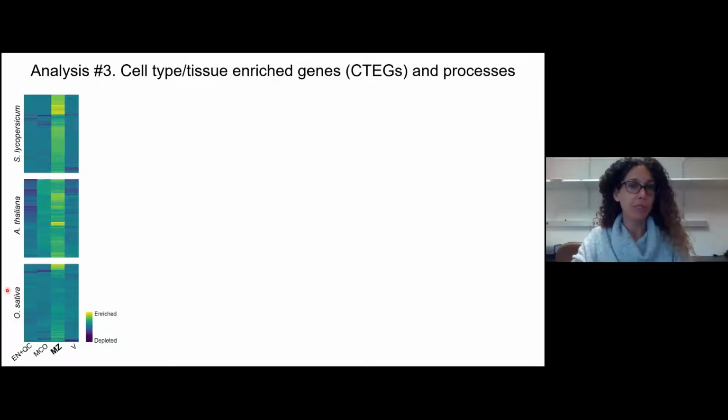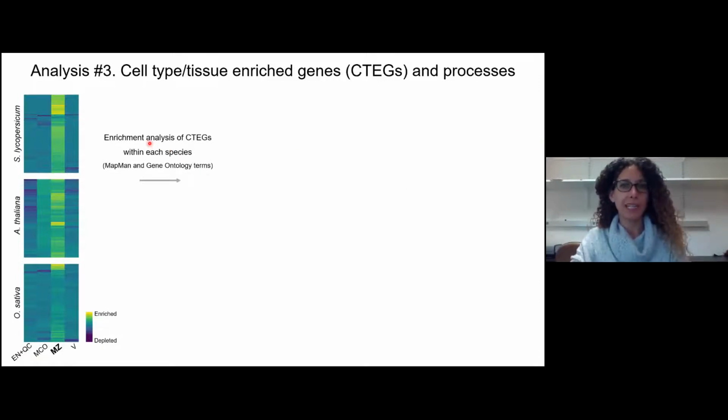So these heat maps of gene expression show genes that are enriched in the meristematic zone, as indicated by the green to yellowish color, and each row is 1 gene. Next, this is just one example for the meristematic zone, but we have lists of enriched genes for each of these cell types. Next, we performed enrichment analysis of this gene list using both MapMan and gene ontology terms to assess the functions of this gene list.